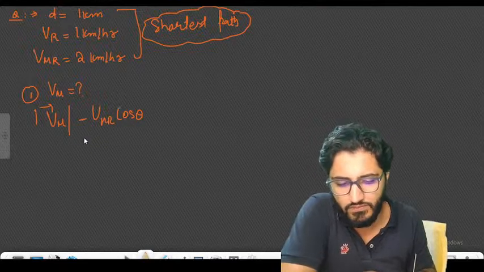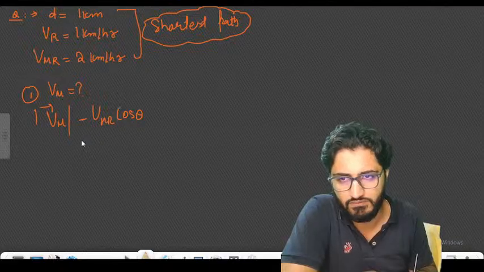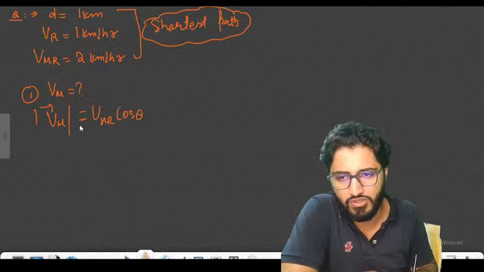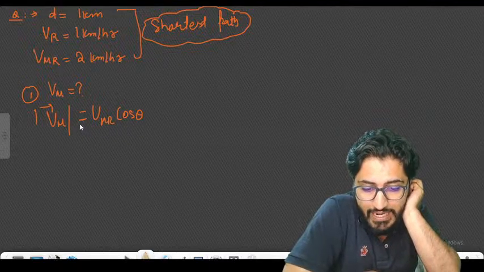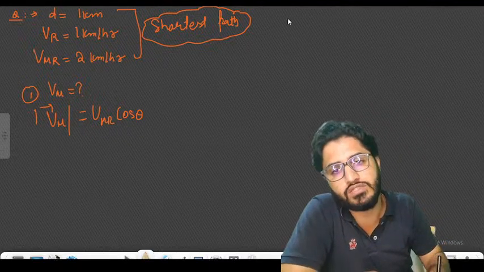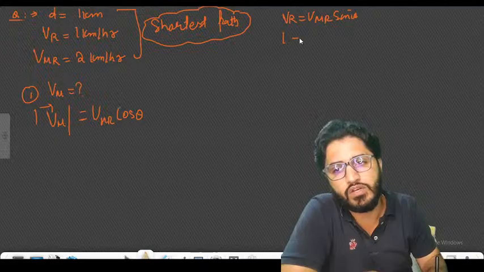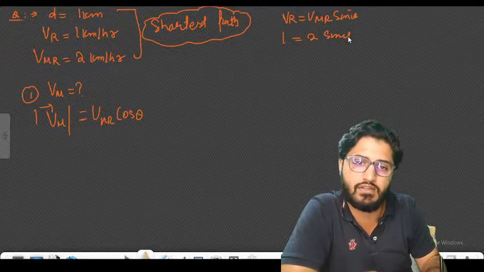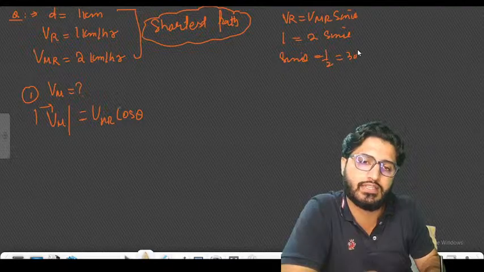Done. Is it VMR cos theta? No? But we don't know what cos theta is, right? We don't have any idea about cos theta. But one thing that is given to us: we know that VR equals VMR sine theta. VR is 1, VMR is 2, equals sine theta. So my sine theta came out to be 1 by 2. It equals 30 degrees, that is my angle.